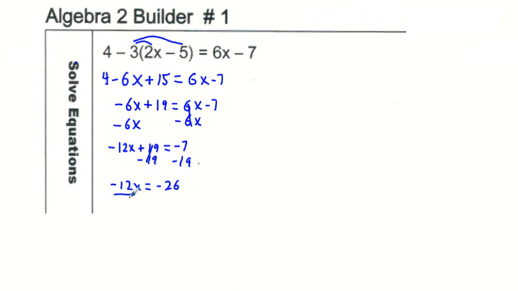We divide by negative 12, and so we have x is equal to, and negative over negative cancel, and 26 over 12 is reduced to 13/6. So that is our answer for this first problem.